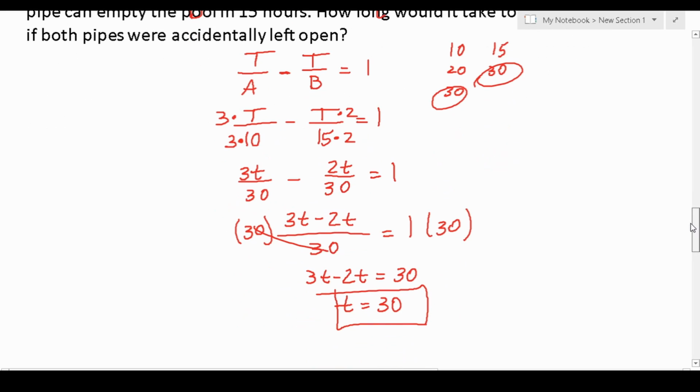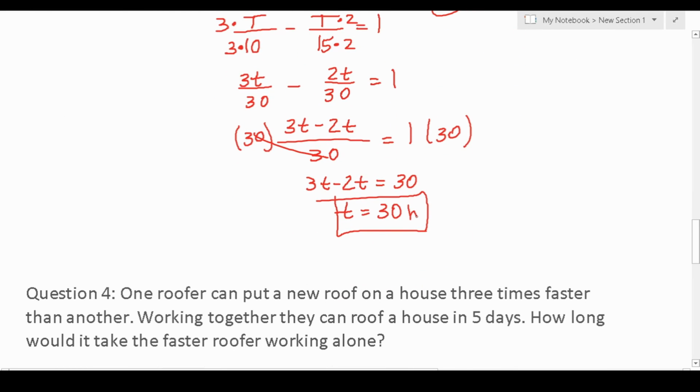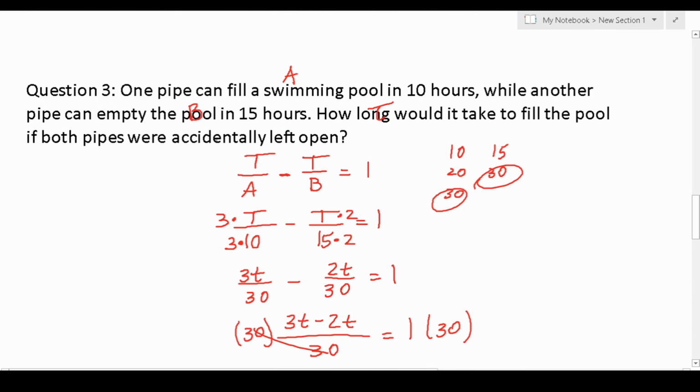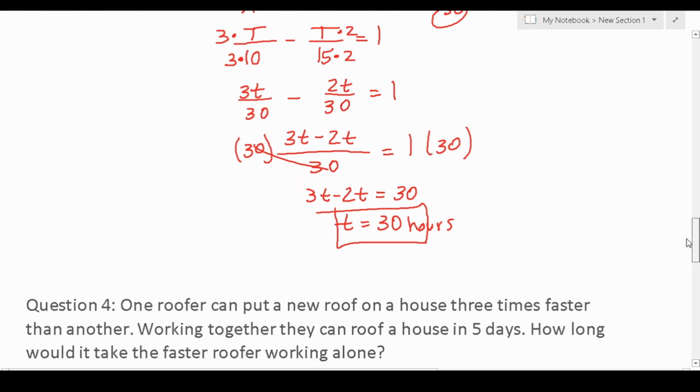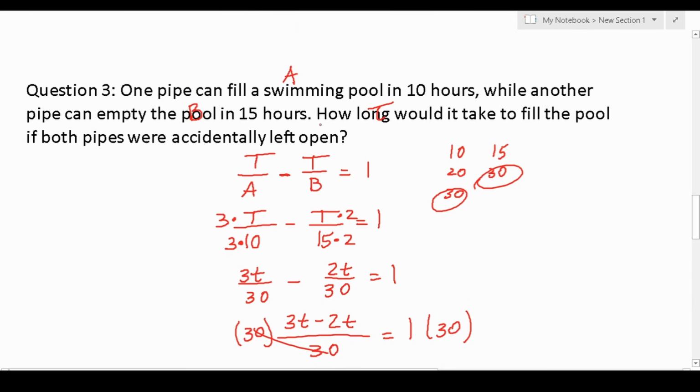And in this case, our unit is going to be hours. In other words, if this pump is filling up the pool and this pump is emptying the pool at the same time, it would take 30 hours for these pumps to fill up the pool. Okay, so that was that one.